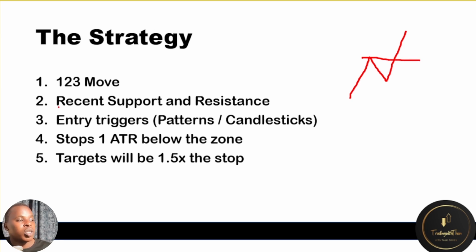Then second, you will need to take the recent support and resistance, which is this zone and these zones. Mark these two zones only. And then number three, wait for an entry trigger. I said it can be patterns, it can be candlesticks, it can be anything that you want, right? Then the stop loss can be 180 below the zone, and then your targets will be 1:1.5 risk to reward ratio. So that's the strategy in full.